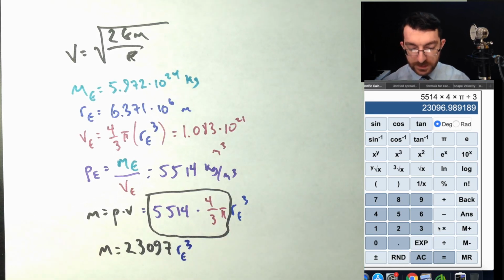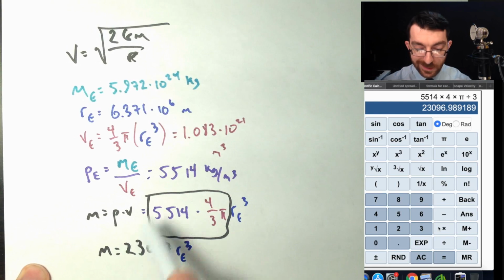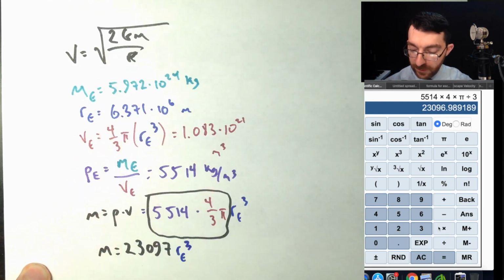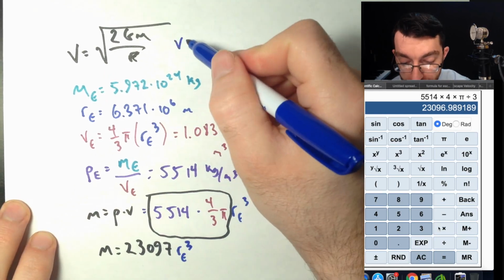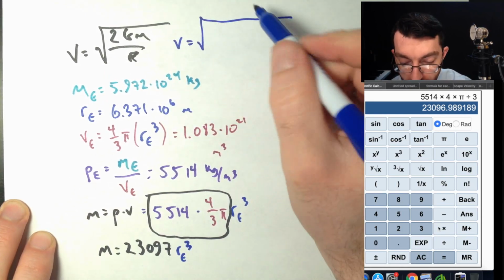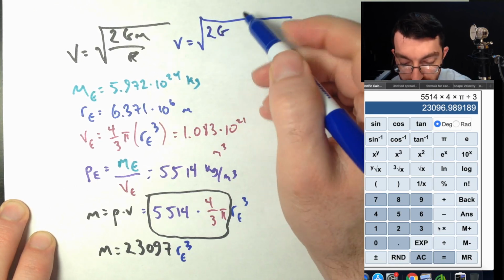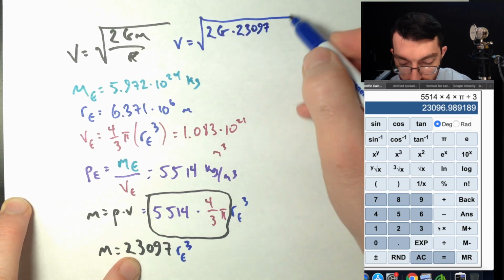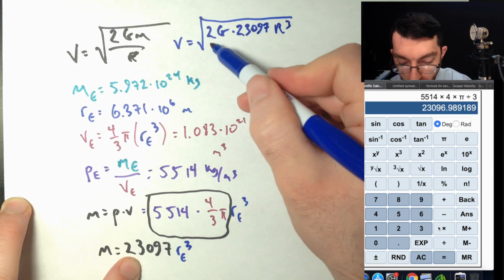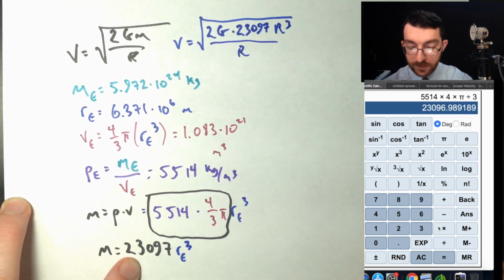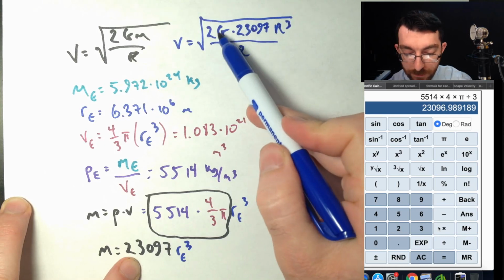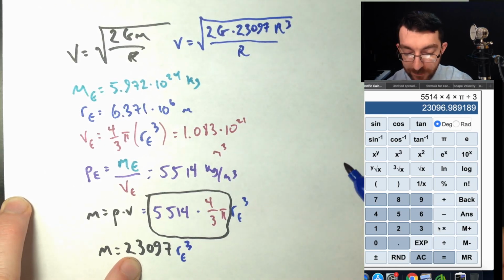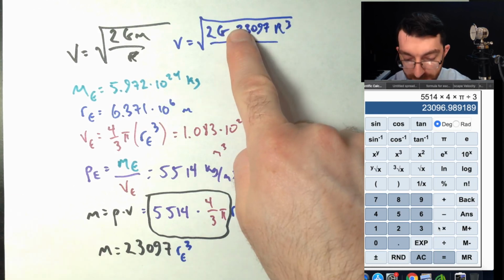Do you realize what that means? We can substitute this into there, and this is what we get. For the escape velocity of an Earth density body, V is going to equal the square root of 2 times G times 23,097 times the radius cubed over the radius. Well, this will all combine into one constant, and it will be times the radius squared. So let's simplify that.